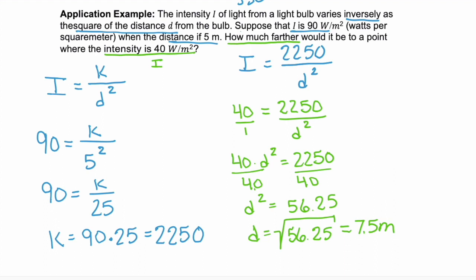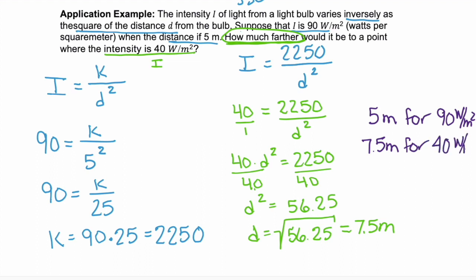This distance of 7.5 meters is the distance for 40 watts per meter squared of light intensity. And we're asked how much farther. So we know that we have 5 meters for the 90 watts per meter squared. But then it's 7.5 meters for 40 watts per meter squared. So that means how much further? So how much further does that light intensity go? 2.5 meters further. So it didn't ask us what the distance was for 40 watts per meter squared. It asked how much further. So just watch for those little tricky parts.